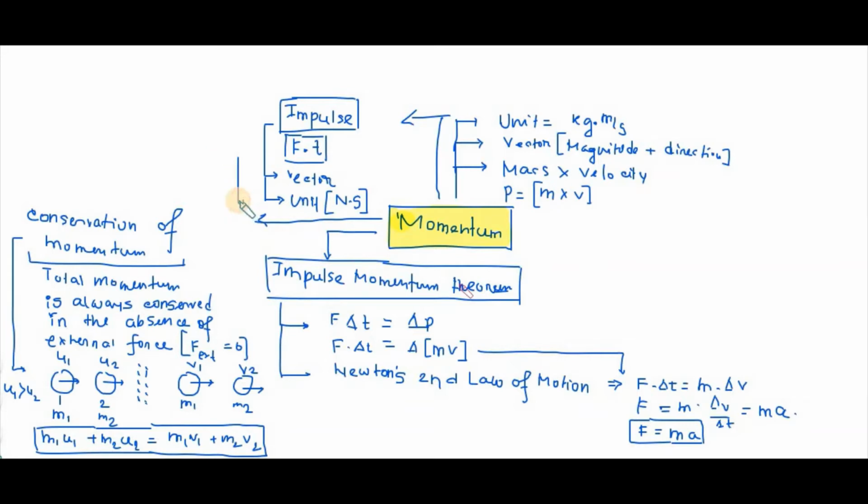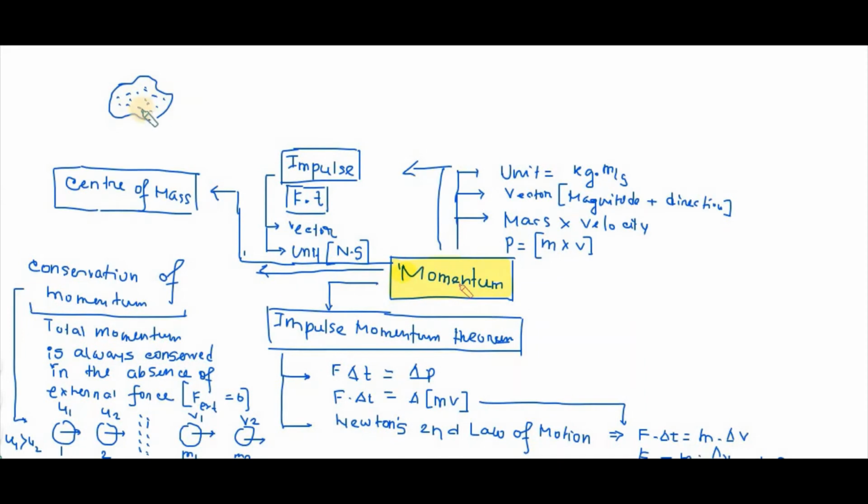After that, under this momentum unit, we have center of mass. The total mass of the object is considered to be concentrated at a particular point, and that point is considered the center of mass.